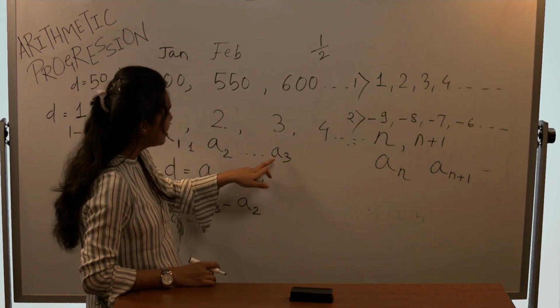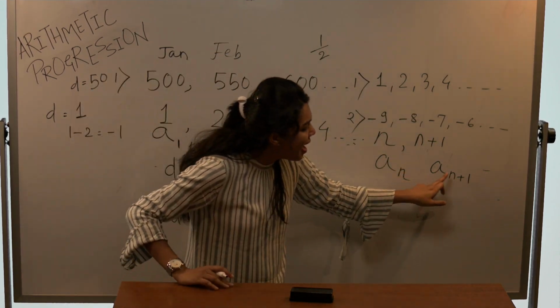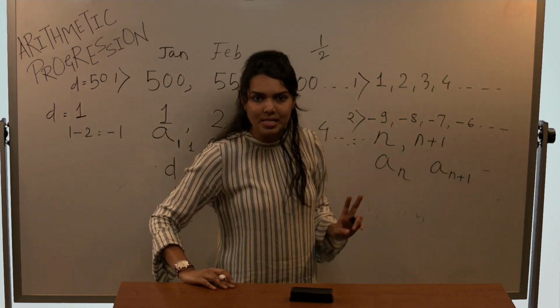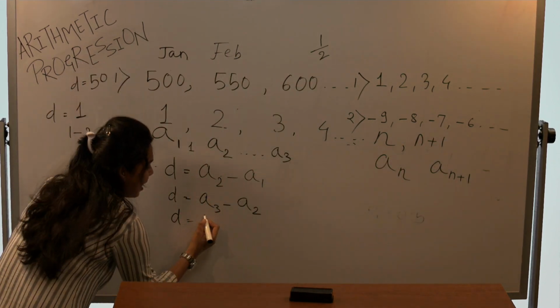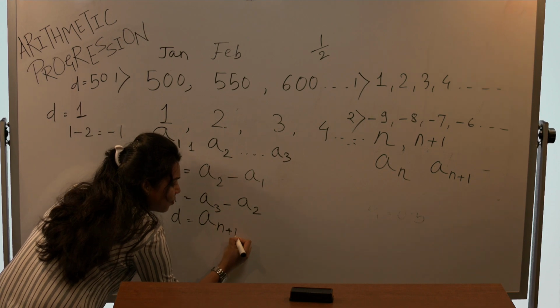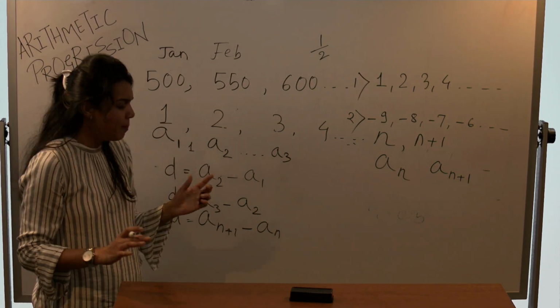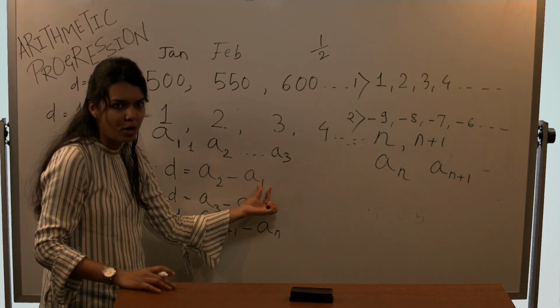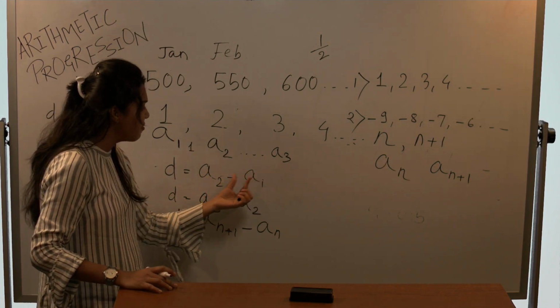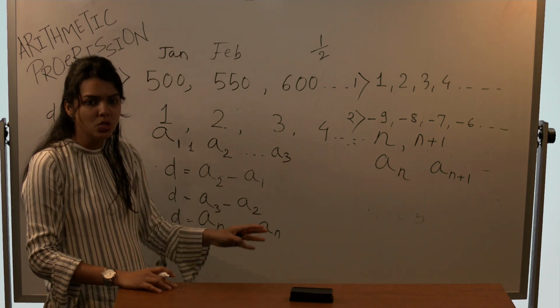Like the third term is 3, and the (n+1)th term is n plus 1 for now. So can I write a(n+1) minus a(n)? It is just easy to remember: bigger number first, smaller number later. A2 minus A1, A3 minus A2 and so on.